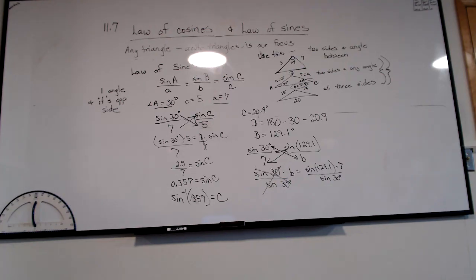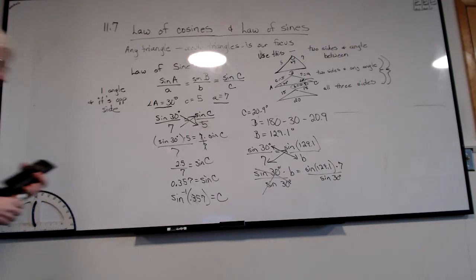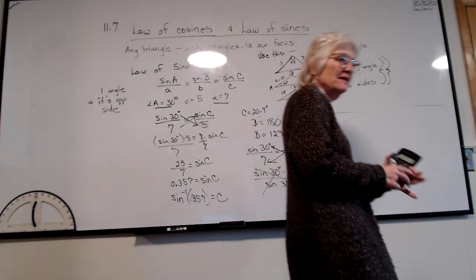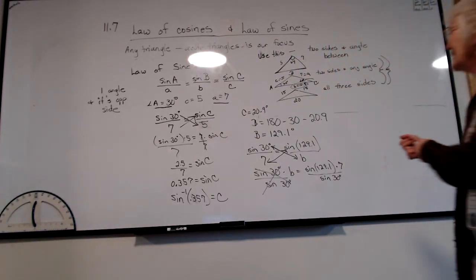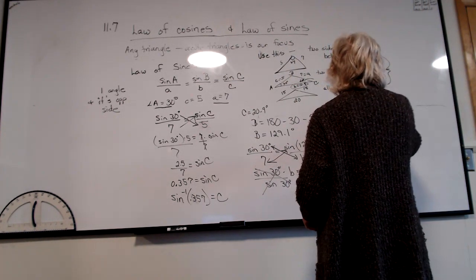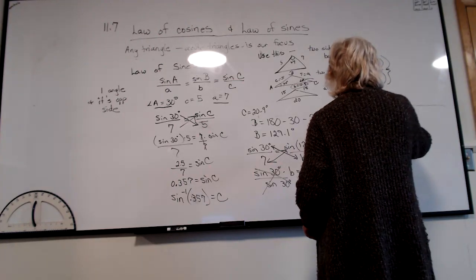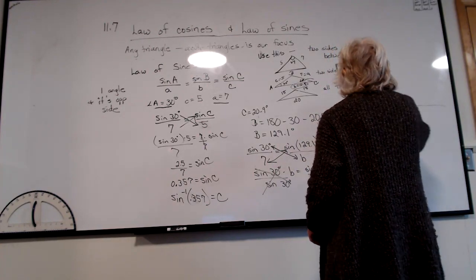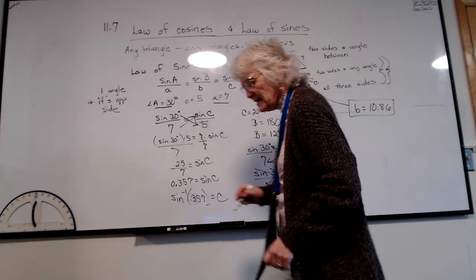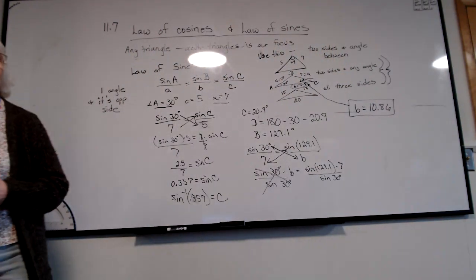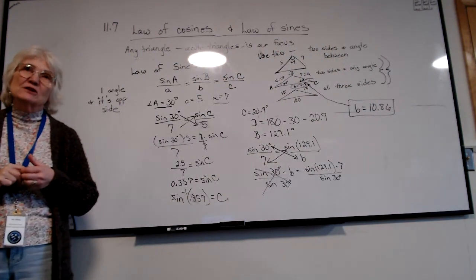Where is it on this one? So 10.86. What did we get? Say that again. 10.8646497. B is equal to 10.86 according to this method. What was it equal to according to my last method? 10.8. They're very close.